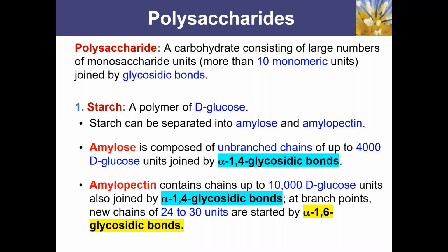Again, these linkages are very important here as well, and what they are made up of is also very important, guys. So plants, when they have to store glucose, store it in the form of starch. Now, starch can be separated into amylose, remember this please, and amylopectin. You should know the difference between amylose and amylopectin.